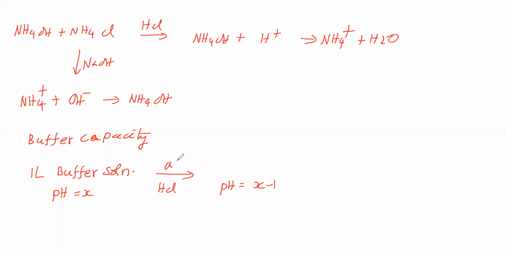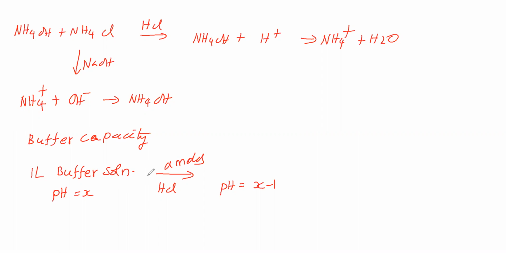Suppose you are adding A moles of HCl. The amount of HCl you add to decrease the pH by 1 unit is called the buffer capacity. So we can say the buffer capacity is A moles.